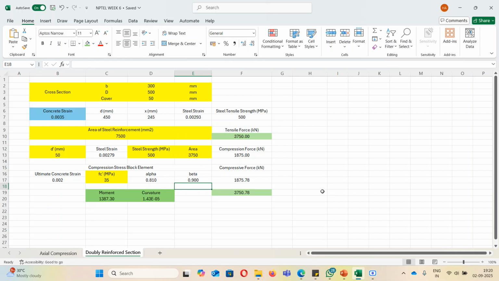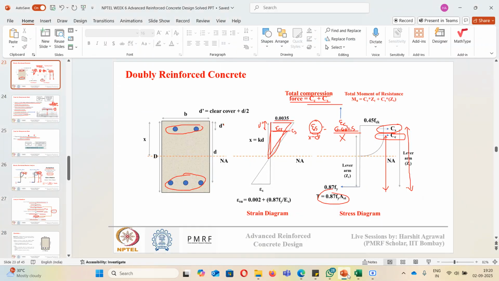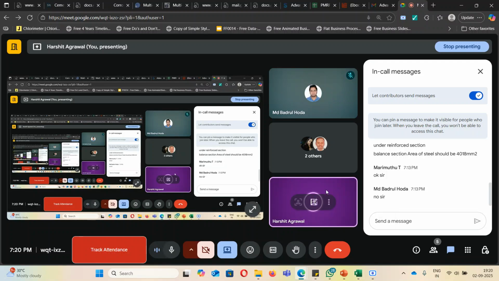Everyone clear with this sheet and whatever modification I have done here? Any doubt in this? Any doubt in the modification in this Excel sheet that has been done? And how we are proceeding with solving a doubly reinforced section.